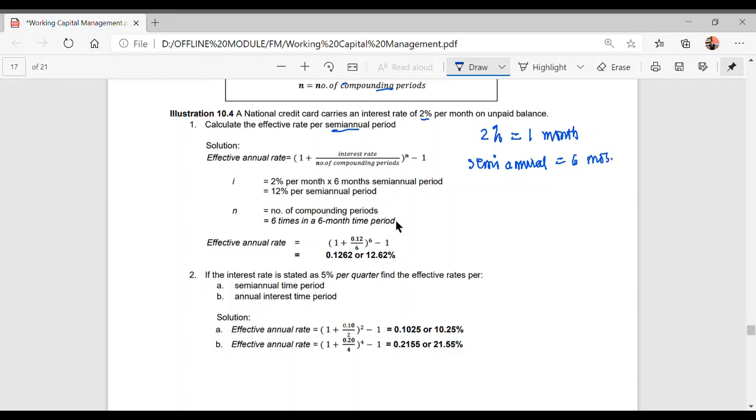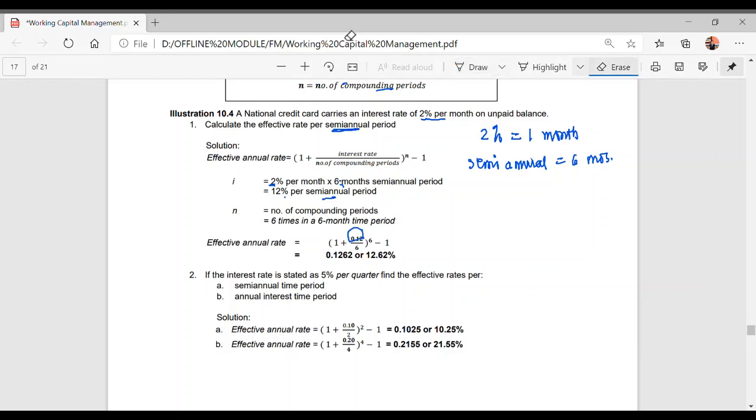So now how do we compute the effective rate for a semi-annual period? So we have here our interest rate, of course, that would be given, that is 2%, but we have to convert it to 1 year. So that's why, not 1 year, we have to convert it in semi-annual. So since there are 6 months in one semi-annual, so that's why 2%, which is per month, times 6 months. So there is a 12% interest per one semi-annual. So that's why this is 12.